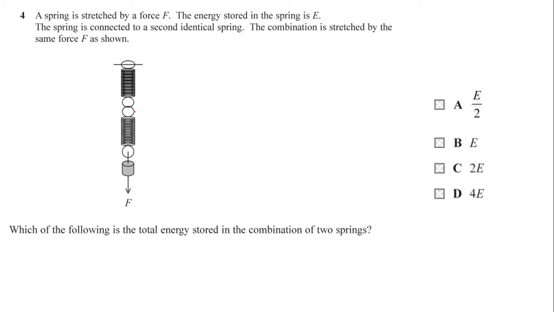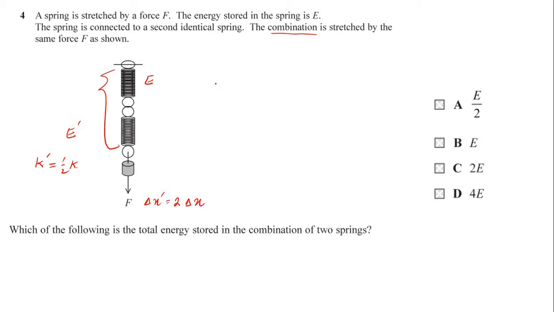Suppose the energy stored in one spring, when it was alone, was E. When you have a combination, the energy stored is E dash. One more thing: when you attach springs in series, or end to end, the new stiffness decreases. In this case, because the springs are identical, the new stiffness will be half of the original stiffness. And because each spring extends by the same amount, the new extension in the combination, delta x dash, will be double the individual one, twice delta x.